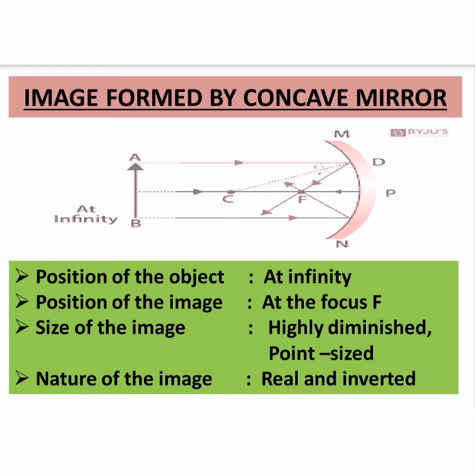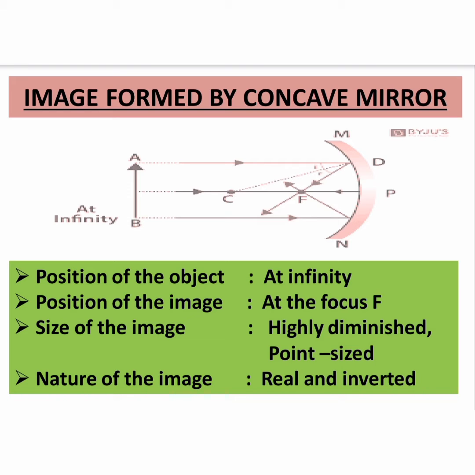Where the object is placed, where the image is obtained, what is the size of the image while comparing with the object, and what is the nature of the image, in the sense real and inverted or virtual and erect. We are going to say these 4 key points for every one of the 8 positions of the objects in concave as well as in convex. This is very important, the 4 key points.